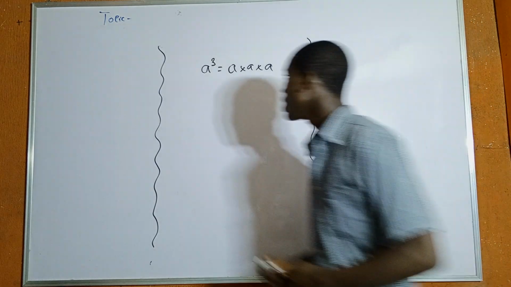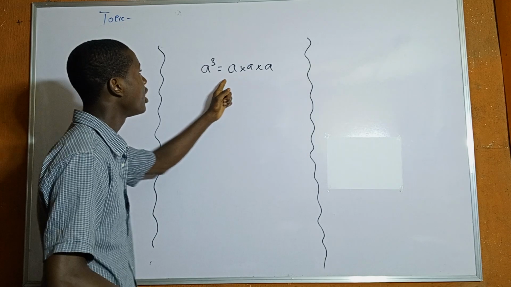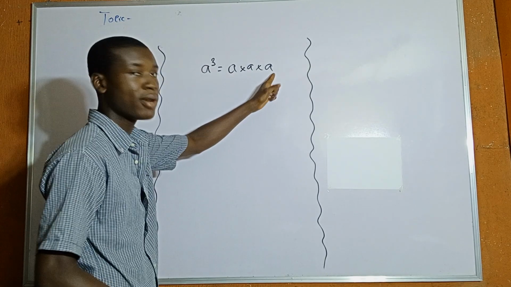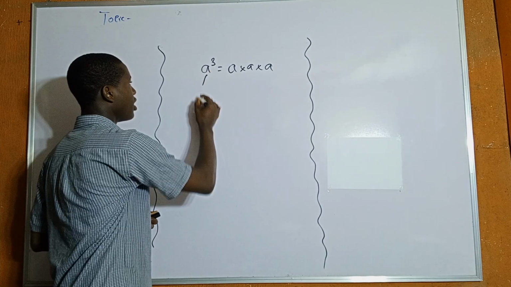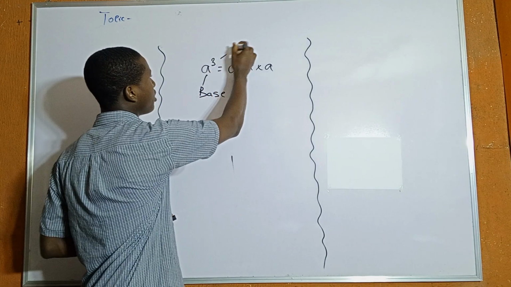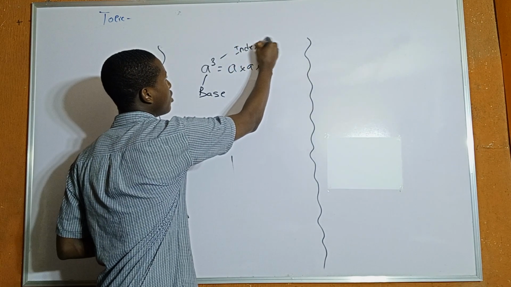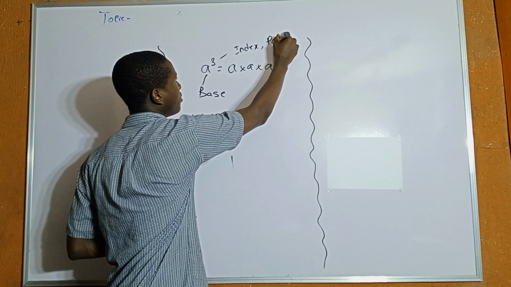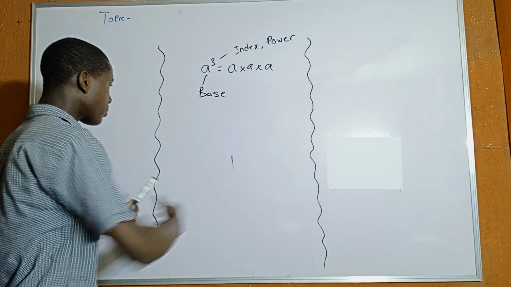So if we have a raised to power 3, as we know, a raised to power 3 will be a multiplied by a multiplied by a, 3 times. And where a is the base and 3 is the index or power, or can also be called exponent.